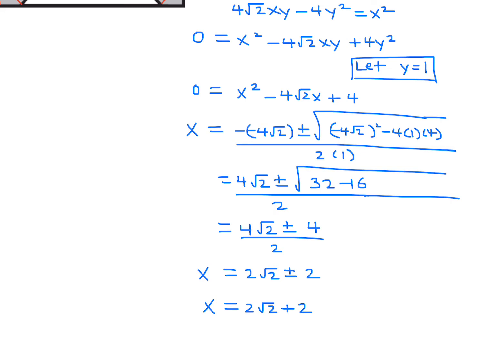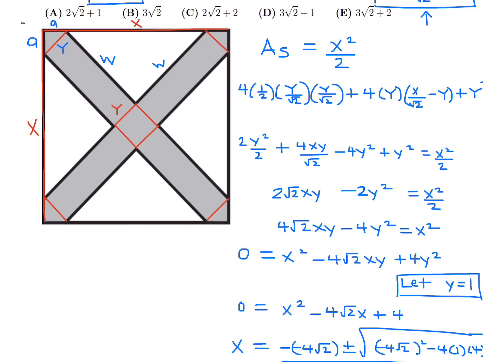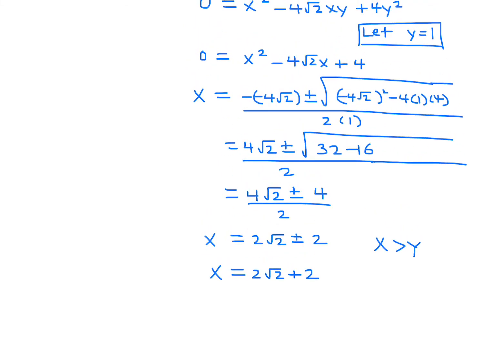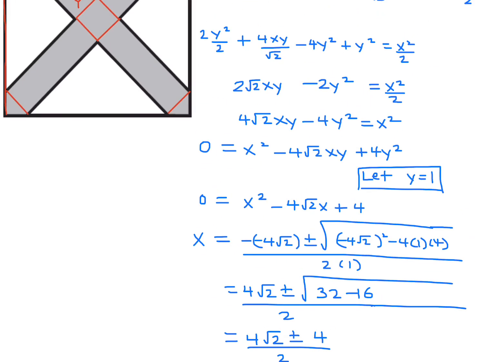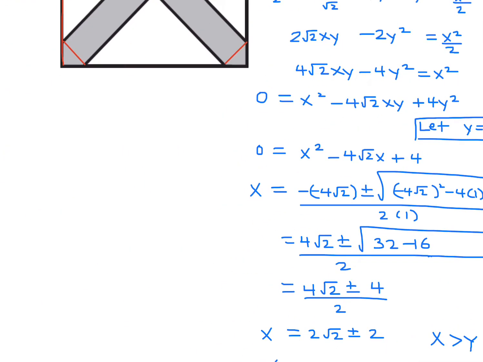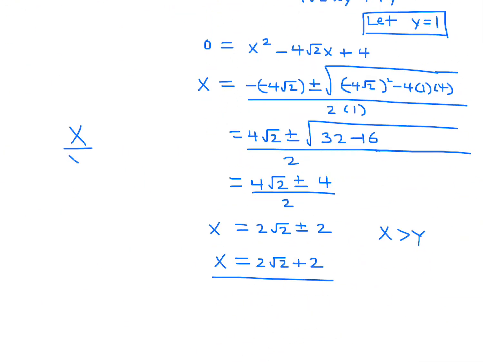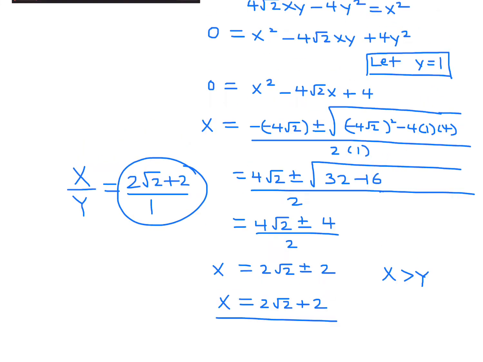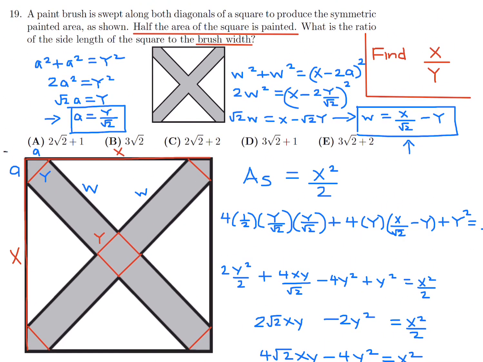Because if it was the minus guy, 2 root 2 is approximately 2.8. 2.8 minus 2 would be 0.8. And x cannot be 0.8 because x has to be greater than y. If you look at the diagram again, x is obviously greater than y. So great, I got it. I got my x value, got my y value, and they want, what did they want? X over y, correct? Okay, well, x over y is 2 root 2 plus 2 over 1. That's it, 2 root 2 plus 2. So that would be, for number 19, choice C.